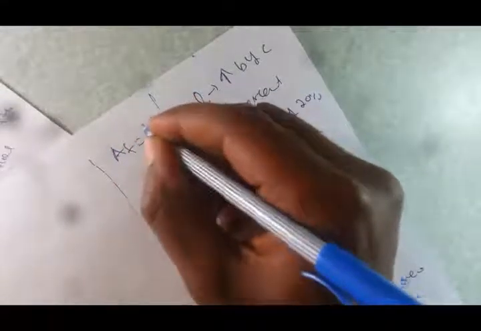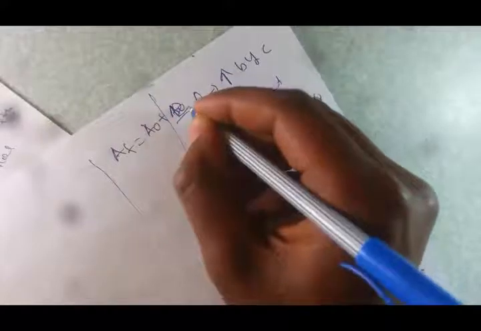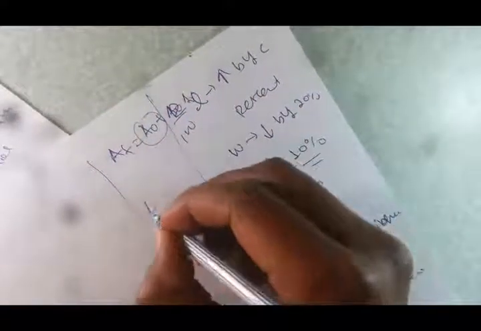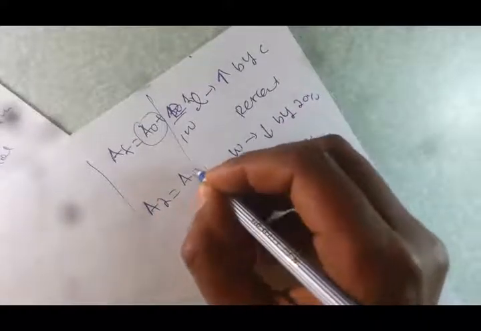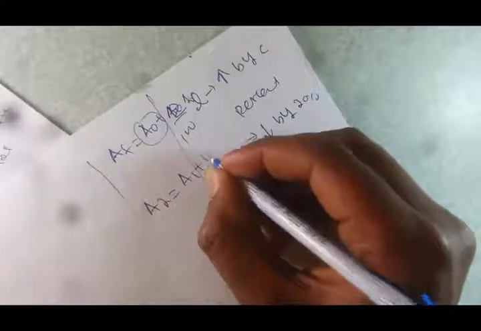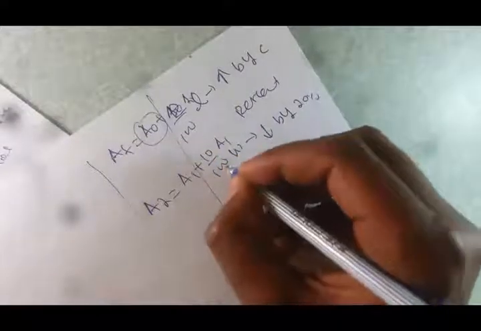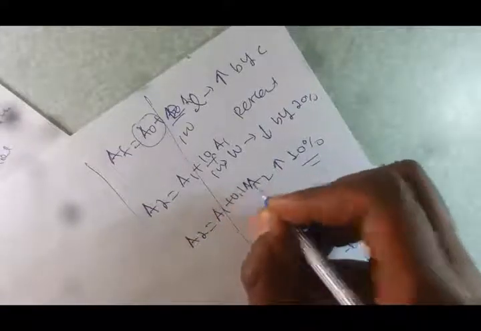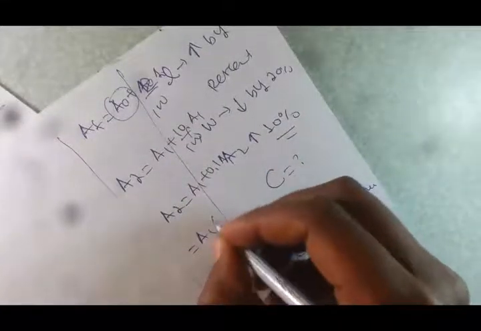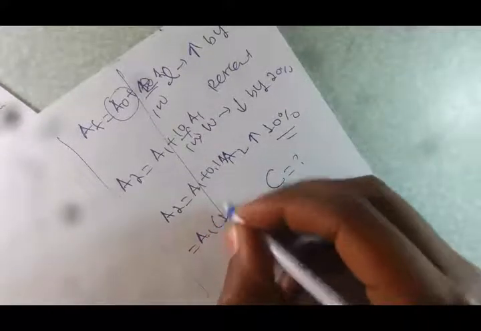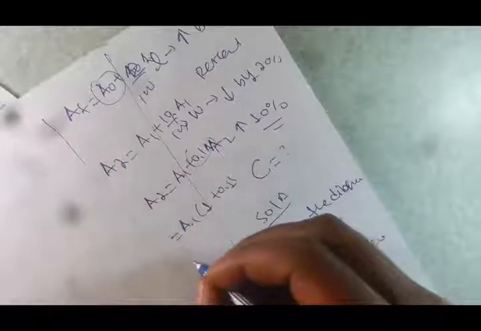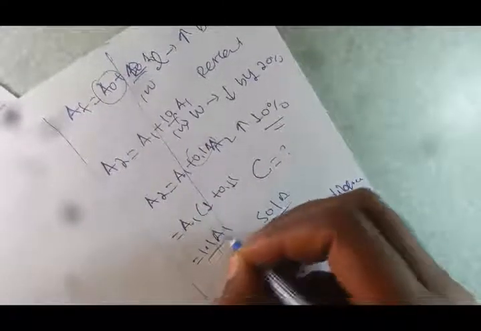A final is A0 plus r over 100 times A0. In our case, our initial value was A1. Therefore, A2 will be A1 plus 10 over 100 of A1. This is equal to A1 plus 0.1 times A1. Therefore, when we take A1 as a common factor, 1 will be left, and 0.1 will be left. This is equal to 1.1 A1.